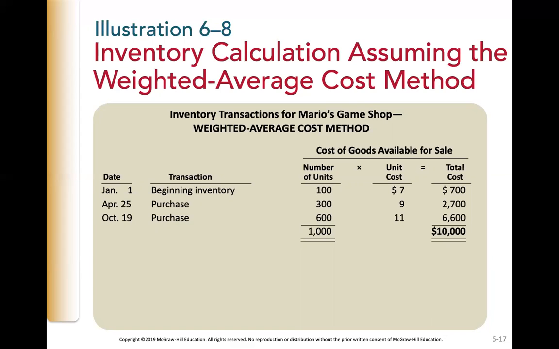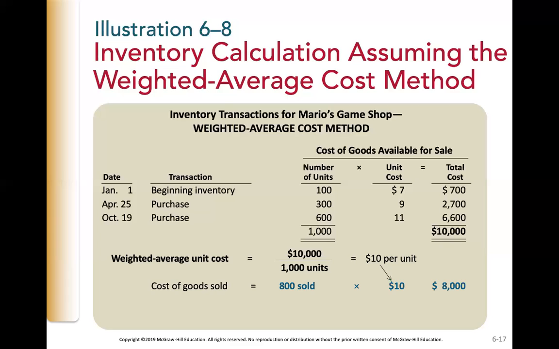So we need to find the weighted average cost per unit. We take our $10,000 total cost of goods available for sale and divide it by 1,000 units. That tells us the weighted average cost is $10 per unit. If you remember back to the previous examples, Mario sold 800 units throughout the year. So his cost of goods sold is his 800 units times the $10 per unit you just calculated, which equals $8,000.